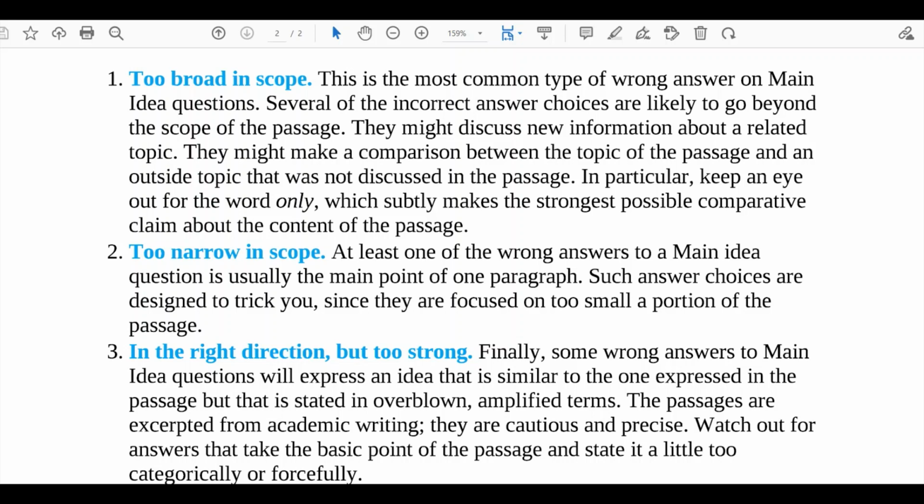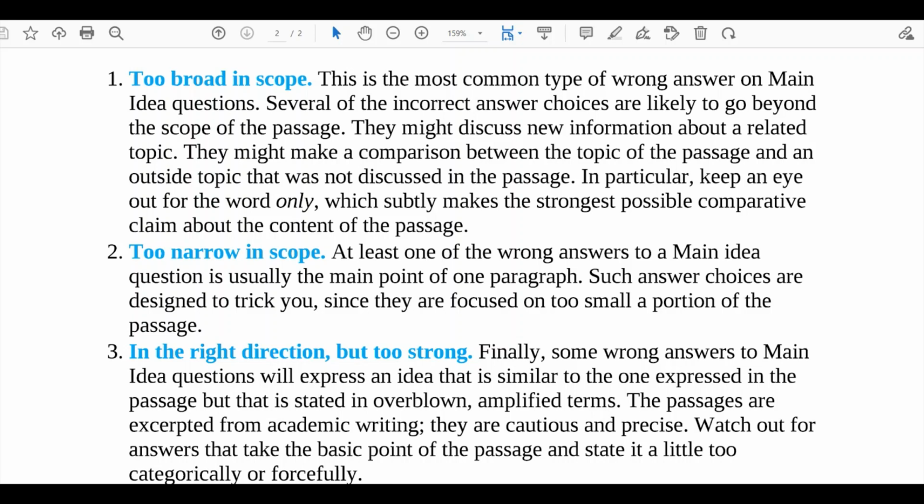Second common mistake, too narrow in scope. At least one of the wrong answers to a main idea question is usually the main point of one paragraph. Such answer choices are designed to trick you, since they are focused on too small a portion of the passage.